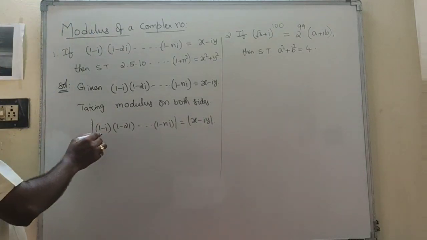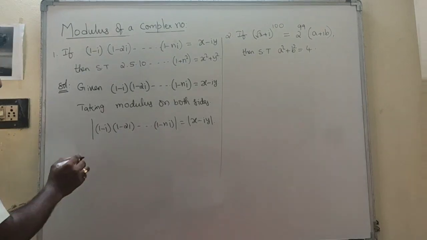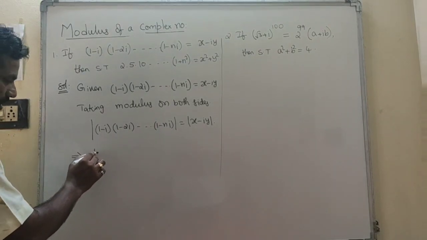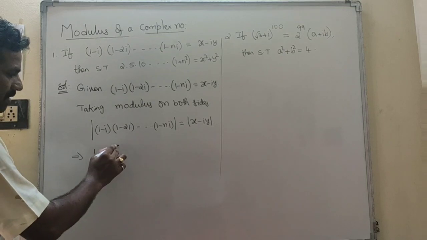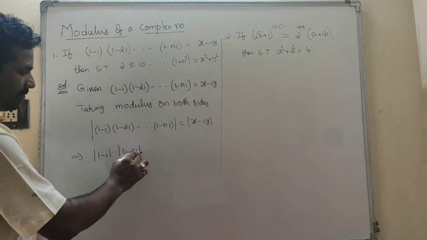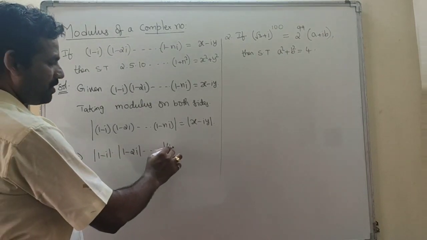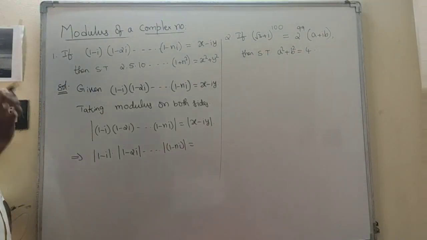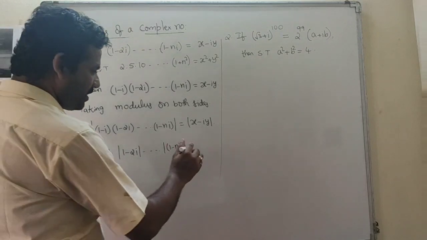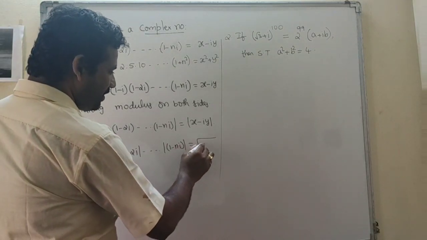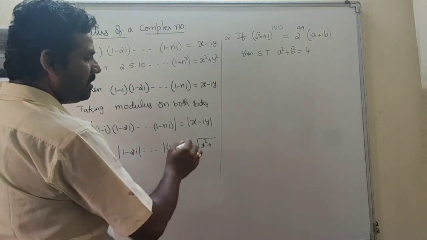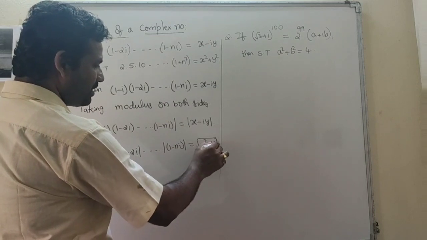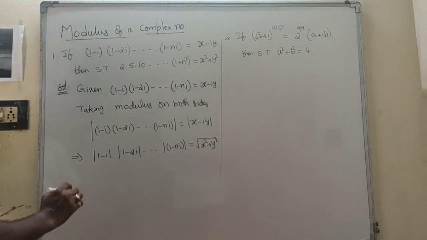So mod of z1 z2 and so on zn, what is this equal to? Mod of 1 minus i, mod of 1 minus 2i and so on mod of 1 minus ni, equals mod of x minus iy. What is the mod of x minus iy? Square root of x square plus minus y whole square. That is square root of x square plus y square.